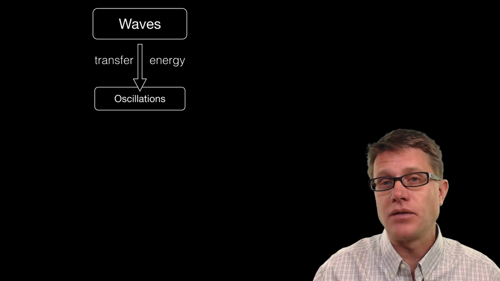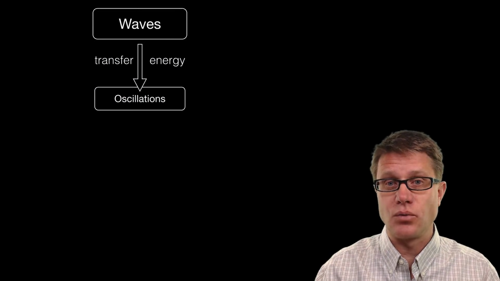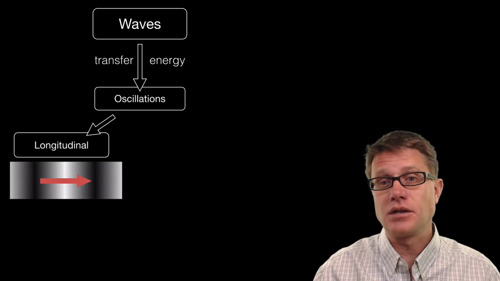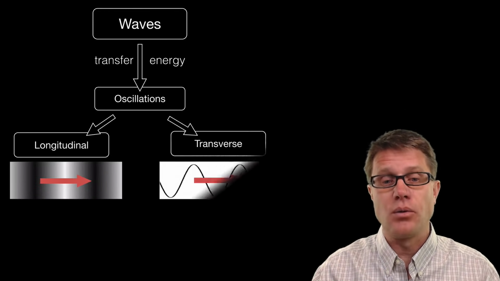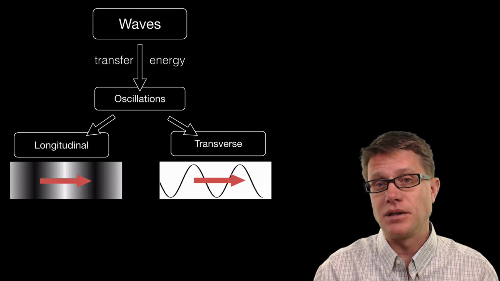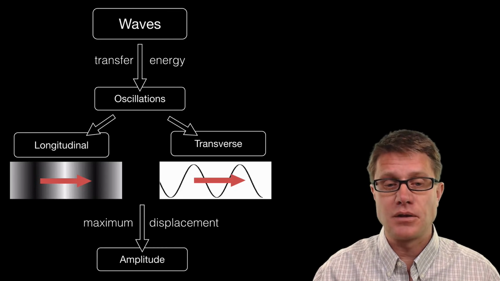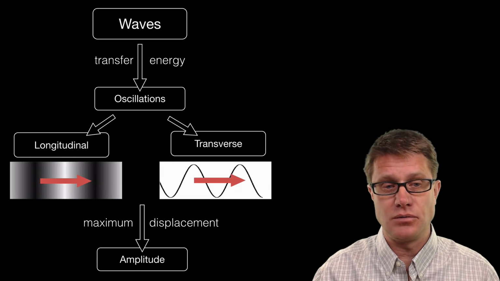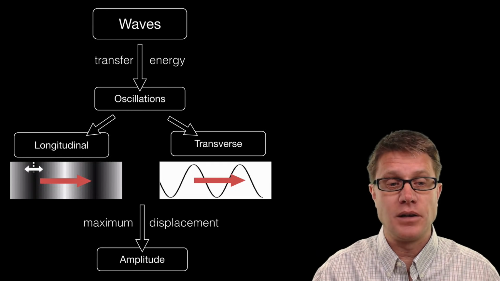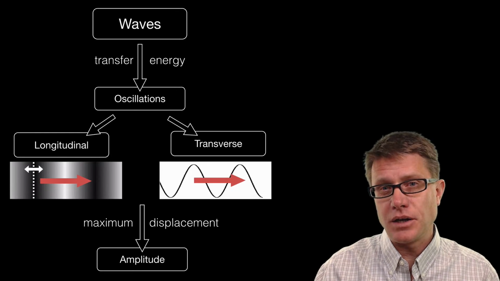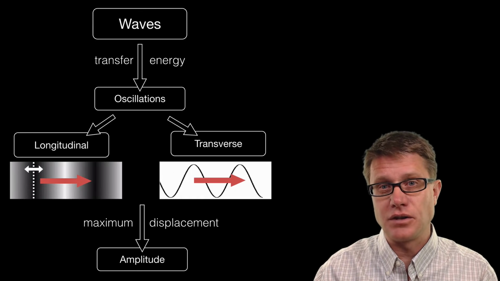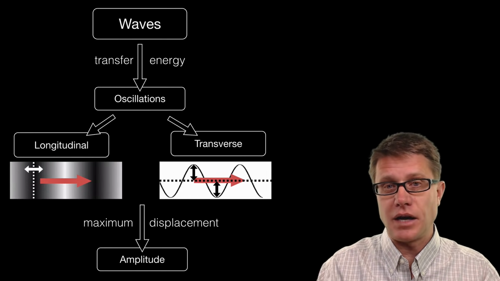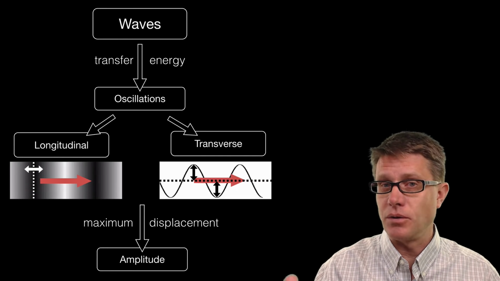And so waves transfer energy through oscillations. Those waves could be longitudinal, where the oscillations are in the direction of the movement of the wave, or they can be transverse, where it's perpendicular. But in both of those, the maximum displacement of the wave itself is called its amplitude. And so we could measure that in a longitudinal wave by looking at the density of the compressions in the wave. It's easier in a transverse wave.